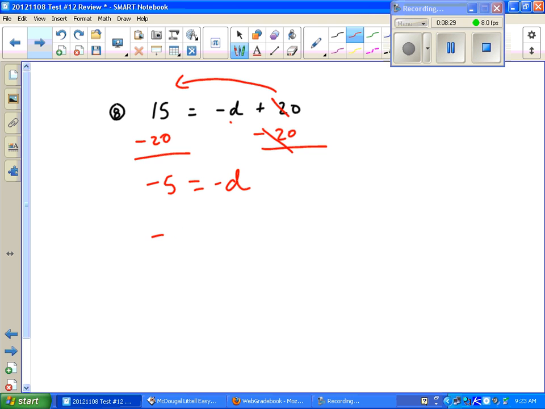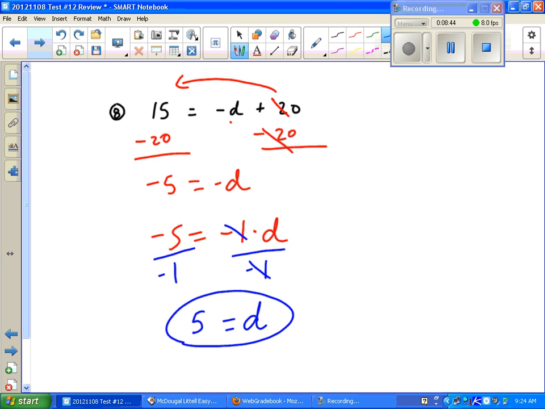Negative d is the same thing as negative 1 times d. So we want to get rid of that negative 1 times it by dividing by negative 1. If you do it on the right side, you do it on the left side. These will cancel and leave you with d. Negative divided by negative is a positive. So d is 5.